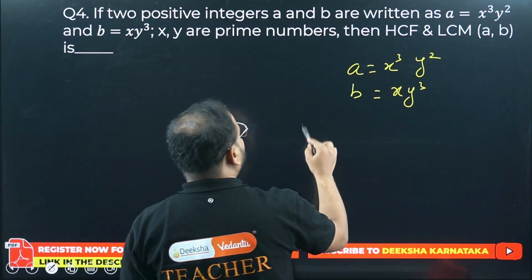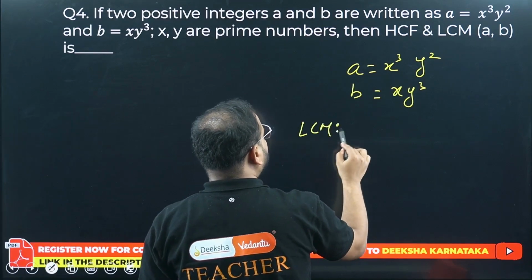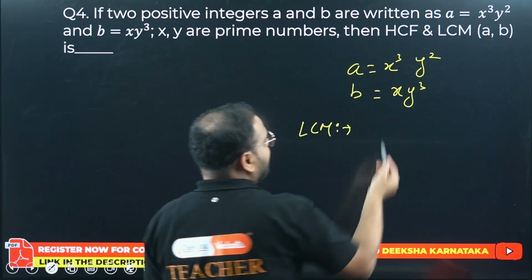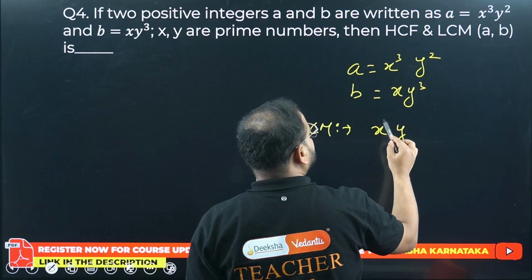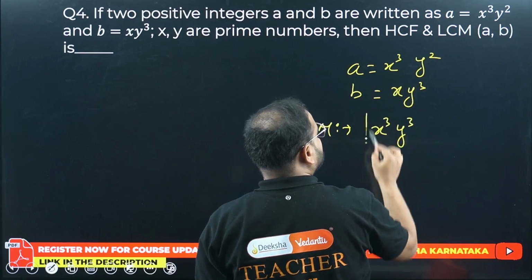Let's see. What do we do for LCM? First thing, for LCM we consider all the factors, so x and y with the highest power. The highest power of x is what? Check here, 3. And y? 3. This is my LCM.